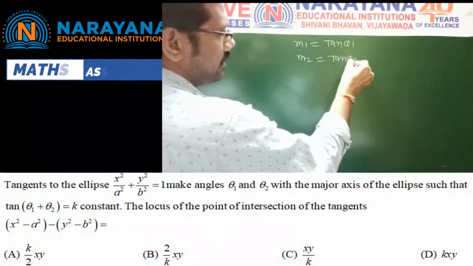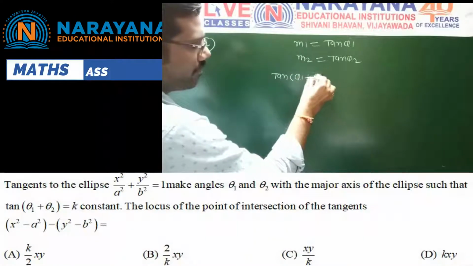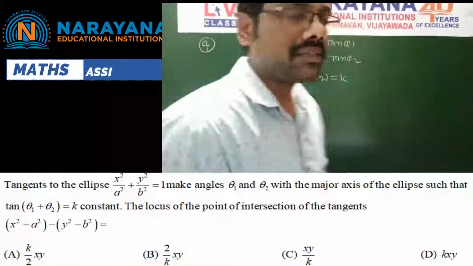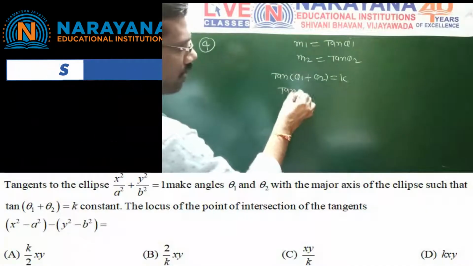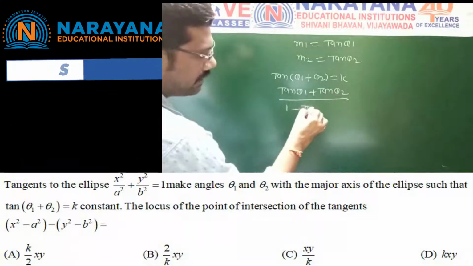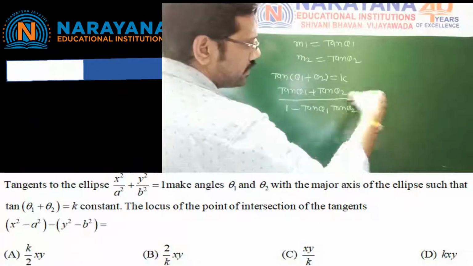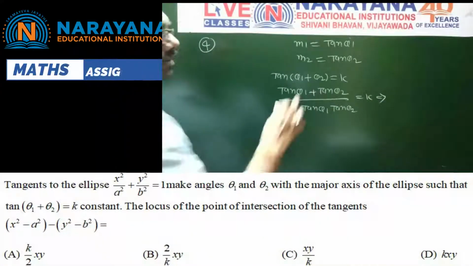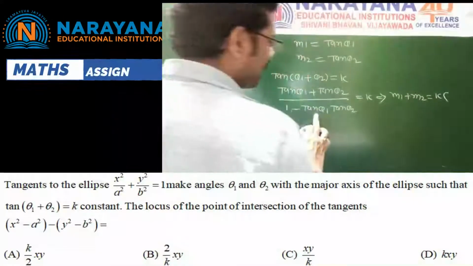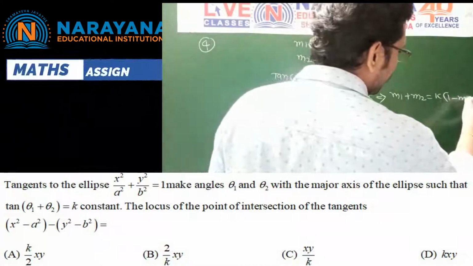What is the given condition? The given condition is tan of theta 1 plus theta 2 is equal to the value k. Therefore apply the formula of tan of a plus b. Tan of a plus b is equal to tan a plus tan b by 1 minus tan a tan b. That is tan theta 1 plus tan theta 2, the sum of slopes M1 plus M2, by 1 minus M1 into M2, is equal to k, since tan theta 1 is M1 and tan theta 2 is M2.